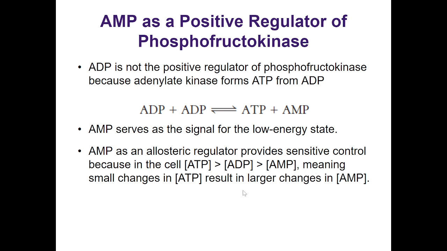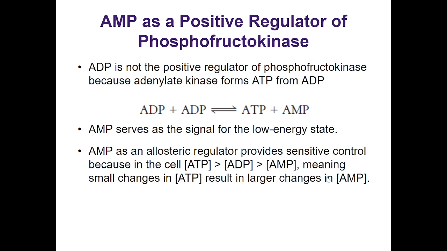This will provide sensitive control because, again, in the cell, ATP is greater than ADP, which is greater than AMP. Okay? And so AMP is going to be your least concentrated one, typically in a cell, and your ADP is going to have a typically higher concentration. So small changes in your ATP are going to result in large changes in AMP. So if you have a huge increase in your ATP usage, you're going to generate a lot more AMP fairly quickly. It'll be a more sensitive change.